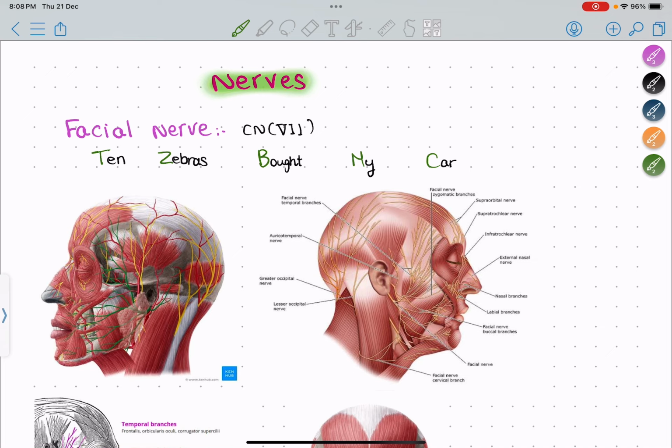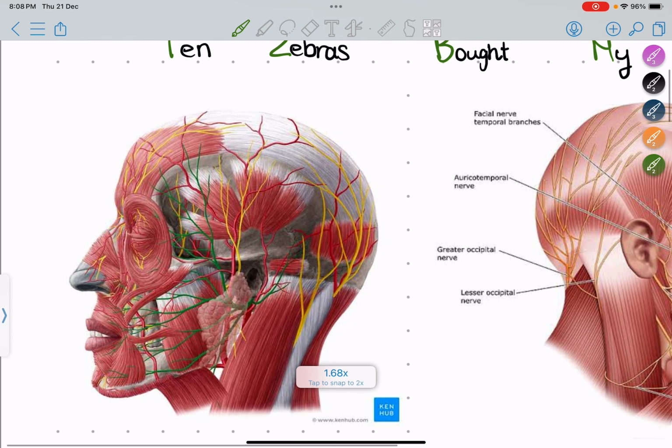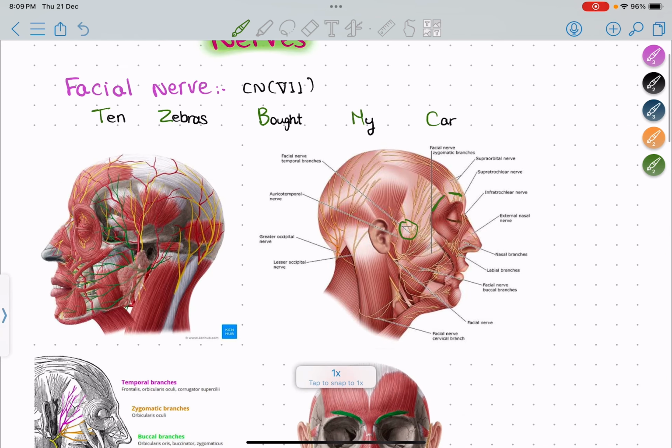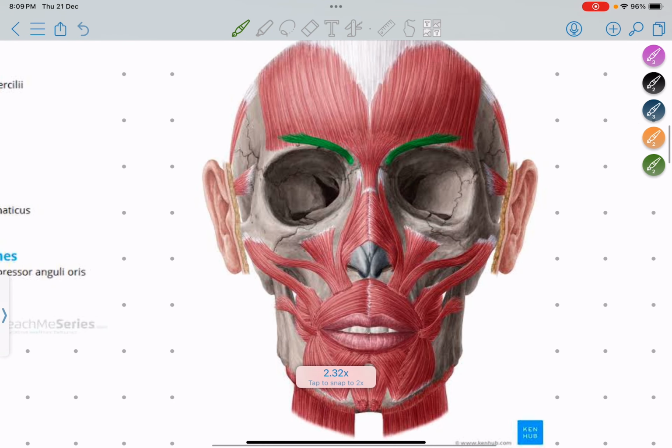If we have a look at this image, where is the temporal branch of the facial nerve? Well, you can see it over here. Those are the temporal branches, and they come to supply this part, which is the orbicularis oculi muscle. So the temporal branch will supply the orbicularis oculi muscle, and also there is a muscle over here. It's not clear in this image, but it's illustrated here, this muscle.